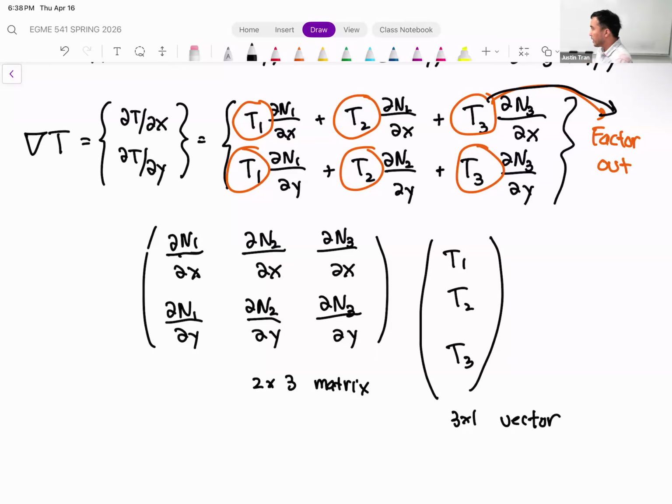All right, so this step seems a bit strange, but you're going to see that it's going to help us form our element stiffness matrix a lot better. Okay, and you can check the math. You can check the matrix multiplication here, and you can see that we still end up with the same thing as above.